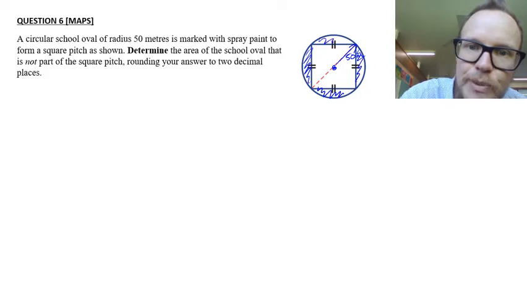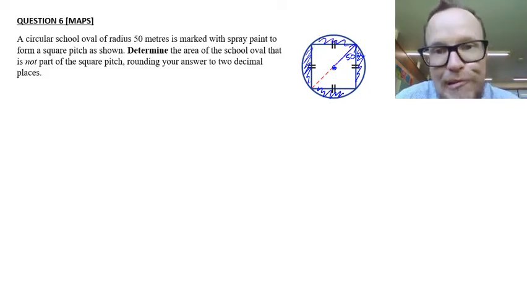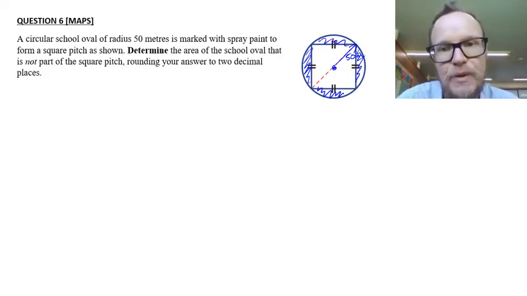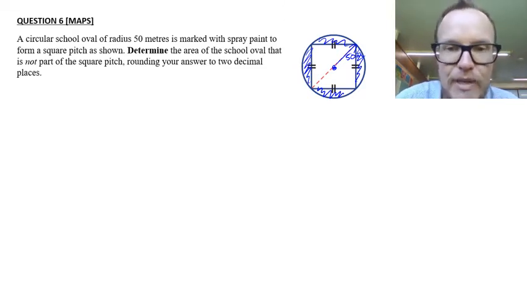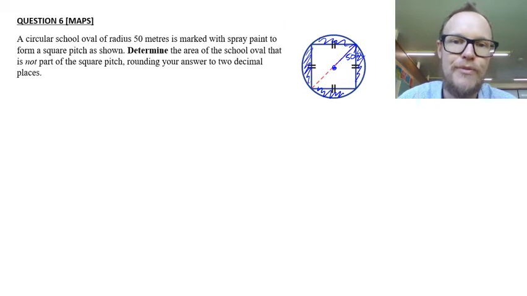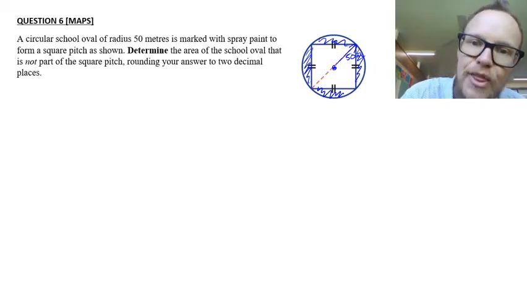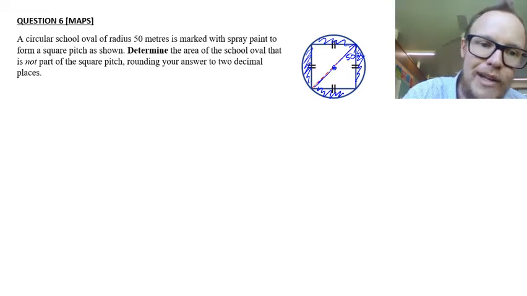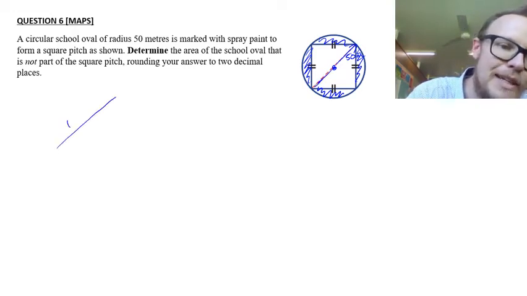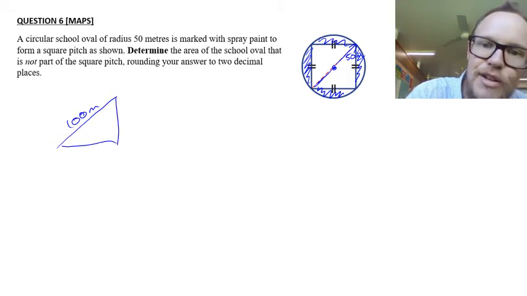So we've got a composite shape problem, but we don't know the dimensions of our square. We know the dimensions of our circle, we've got its radius, but we don't know the dimensions of the square. We need to figure out how we could find that out. If we know that the radius is 50 meters, that means this length all the way along here is 100 meters. And these are the sides of our square.